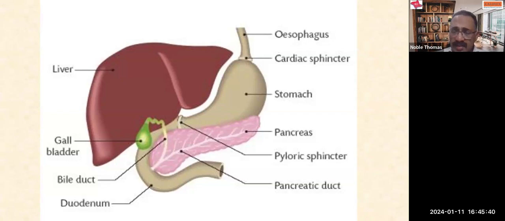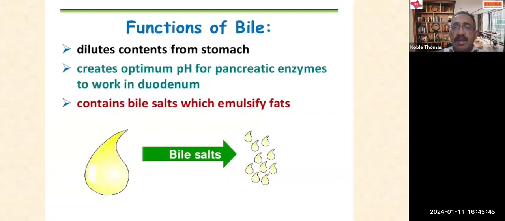Bile juice does not produce any enzymes, whereas the pancreas does produce some enzymes. Okay. And the bile juice normally produces bile, and its major function is breaking down larger particles of fat or oil droplets into smaller particles. And this is called emulsification of fat.